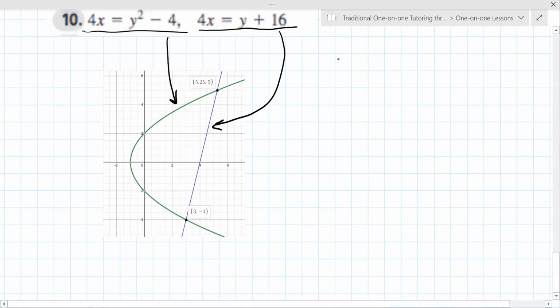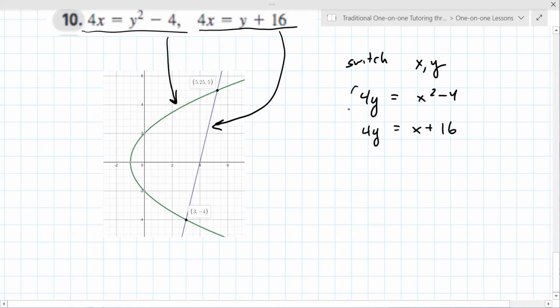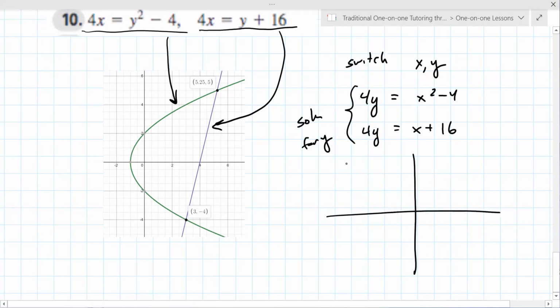One of the things you can do here, which works in this problem and in some others, is this: if you got this on an exam and you obviously can't graph y squareds, you can actually switch x and y. Maybe you've seen this before, but you could do 4y equals x squared minus 4 and 4y equals x plus 16. If you solve these for y, you end up getting the same graph, just in the other orientation, like that. And you can just switch your axes. It's kind of a cheat, but it does work.